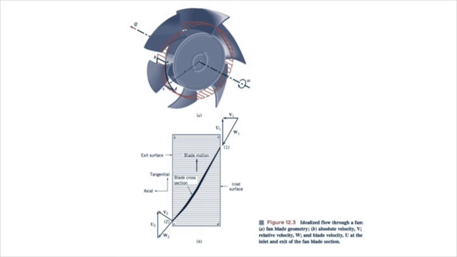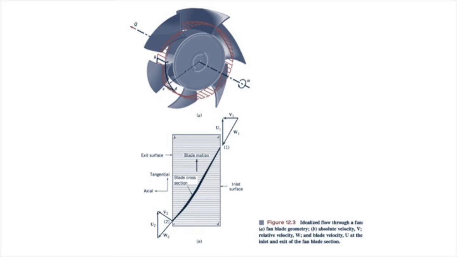A major assumption in this chapter is that the flow moves smoothly along the blade, so that relative to the moving blade, the velocity is parallel to the leading and trailing edges of the blade. Another assumption is that the fluid enters and leaves the fan at the same distance from the axis of rotation.